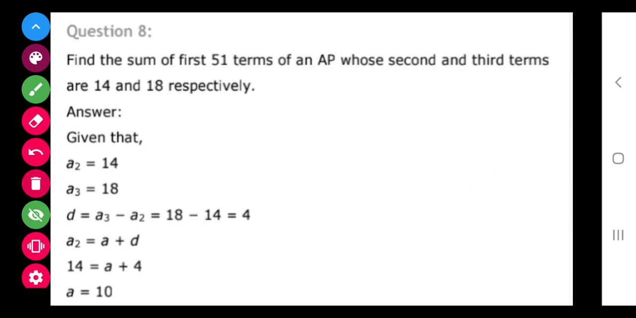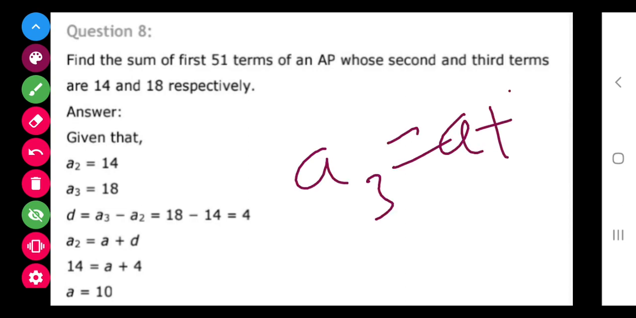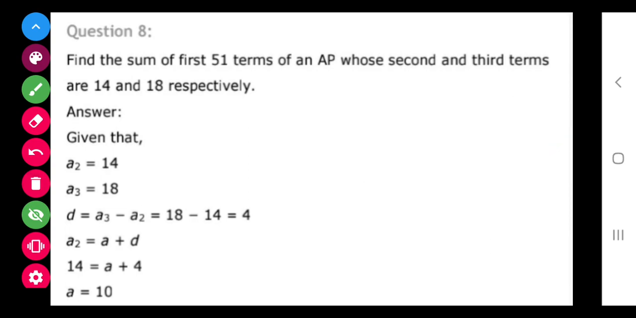So this I have told you in the starting explanation. A3 we can directly write as A plus 2D also, because it is 1 less in D. Only this much you have to use and you can solve. So class, in this question you can see that A2 and A3 are given, so we can get D also.